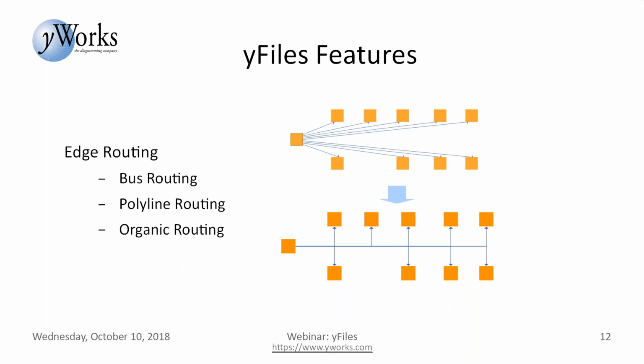In addition to laying out the complete graph, there are edge routing algorithms, if you don't want to change the node position, but you want to route the edges, based on different algorithms. What you see in this picture here is bus routing, so all of these edges are routed along a common bus. And there's also polyline routing, which results in orthogonal edges or polyline edges, and organic routing, which routes the edges organically around the nodes.